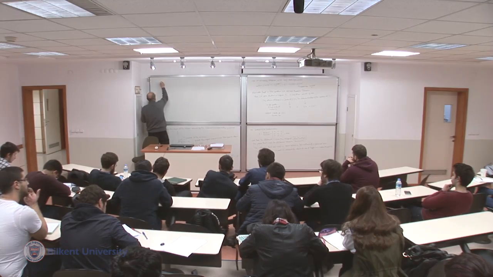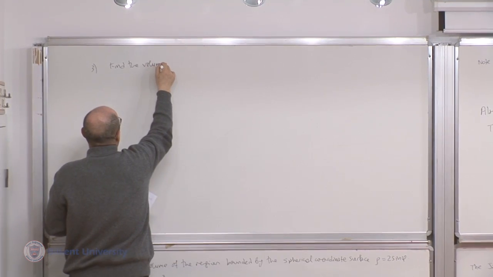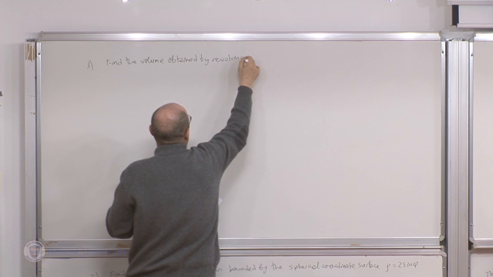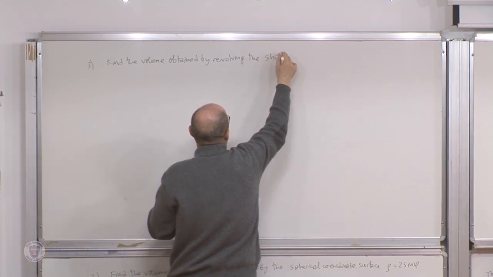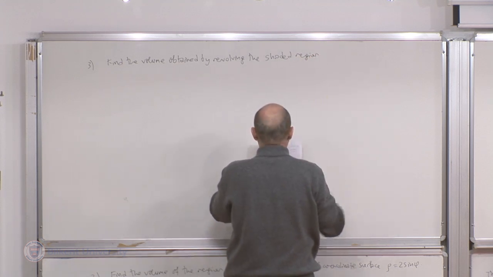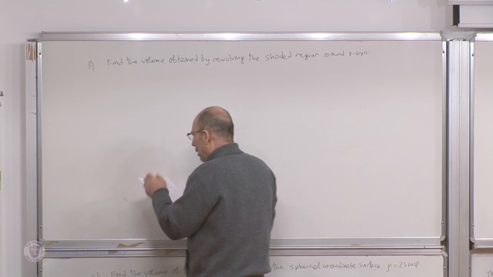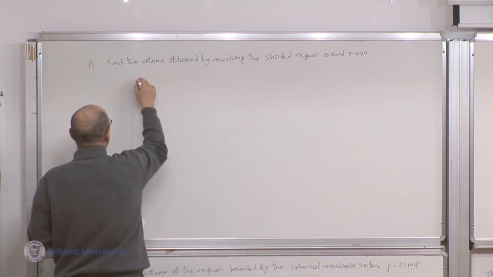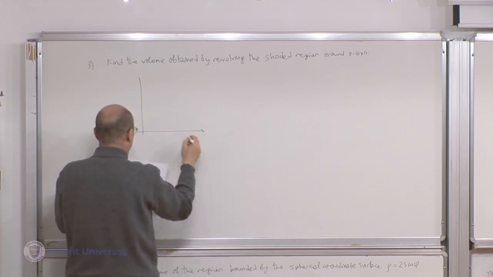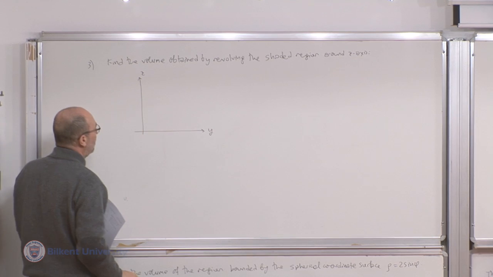So in this problem, find the volume obtained by revolving the following shaded region, which I'll draw now, around, in this case, the z-axis. Here I have this. This is Z. It doesn't matter which one is which, but let's call this Y.